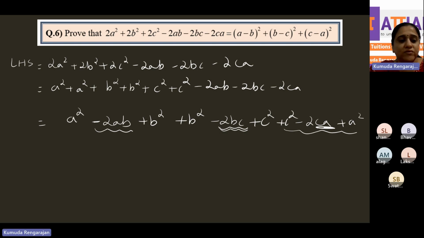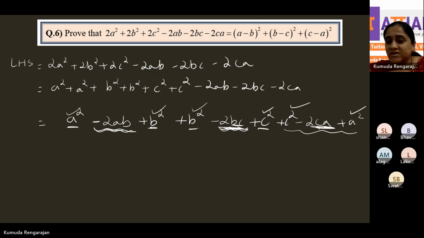So like this, we've made use of a square, b square, and c square, and then minus 2ab, minus 2bc, and minus 2ca. With minus 2ab, you should take one a square and one b square. With minus 2bc, so b square and c square. With ca, so c square and a square.